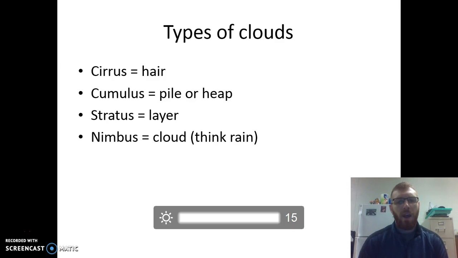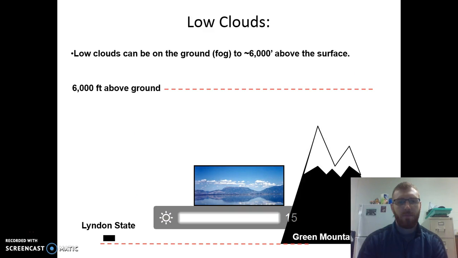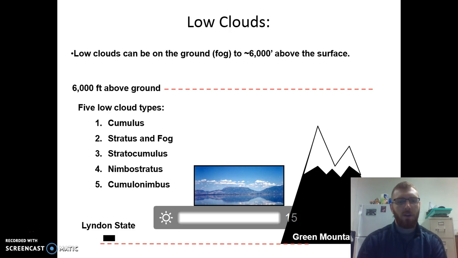Think rain. And from these definitions, or what these things mean, you can guess the type of cloud that's going to be if you remember what this is. So clouds are classified by what vertical level they're at, their bases. All right, low clouds can be on the ground from fog to about 6,000 feet above the surface. Go through a few here.